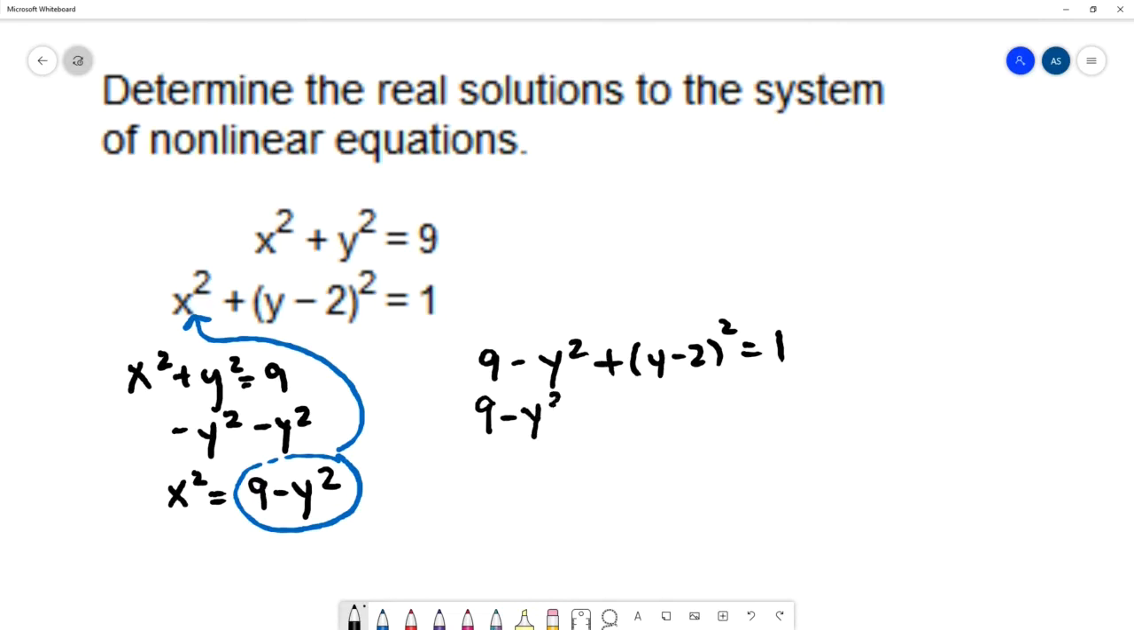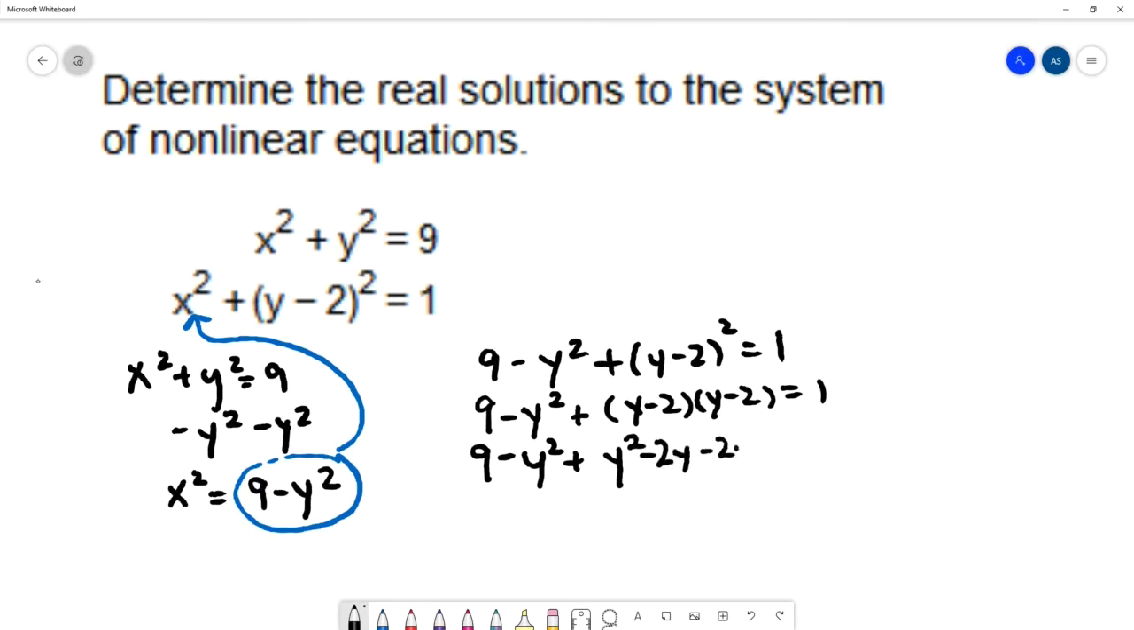We have 9 minus y squared. Let's simplify the parentheses. That's (y minus 2) times (y minus 2) equals 1. Simplifying that multiplication, we have y squared minus 2y minus 2y plus 4 equals 1. I can combine like terms: y squared minus y squared is 0 y squared, or 0. Negative 2y plus negative 2y is negative 4y. And 9 plus 4 is 13.